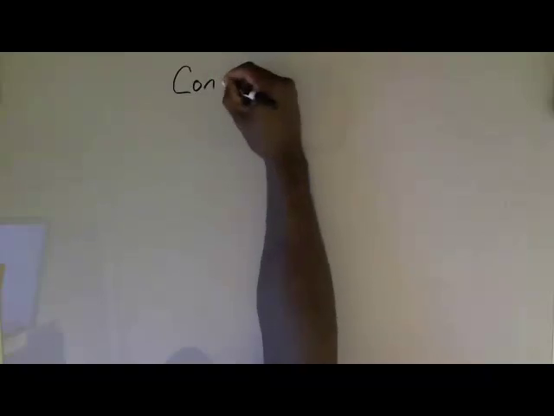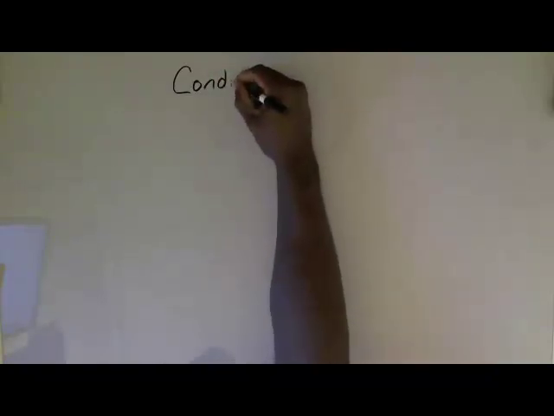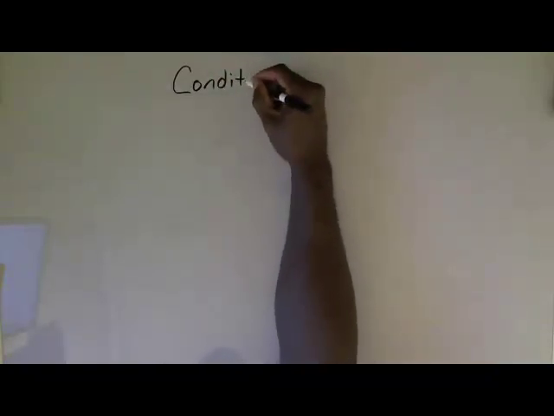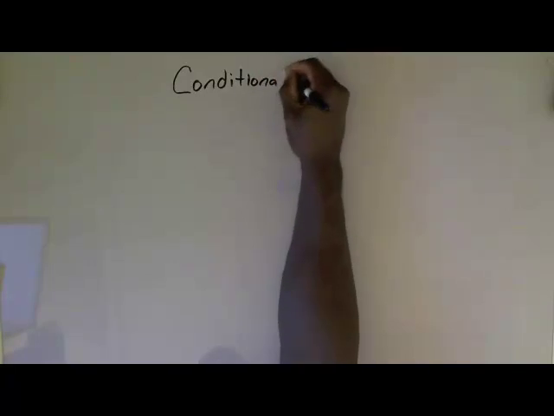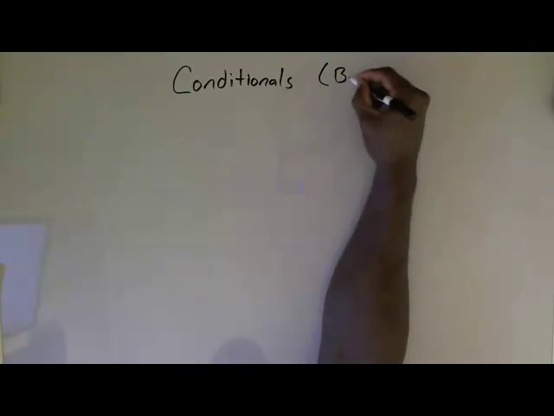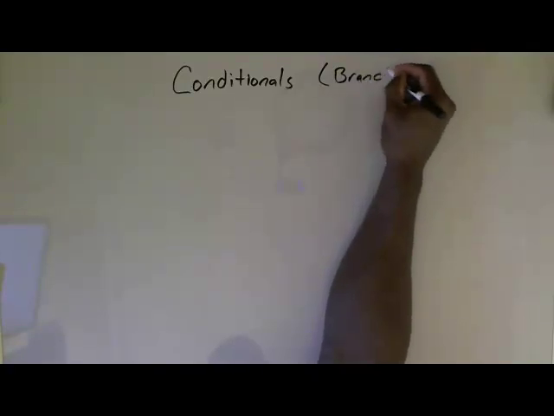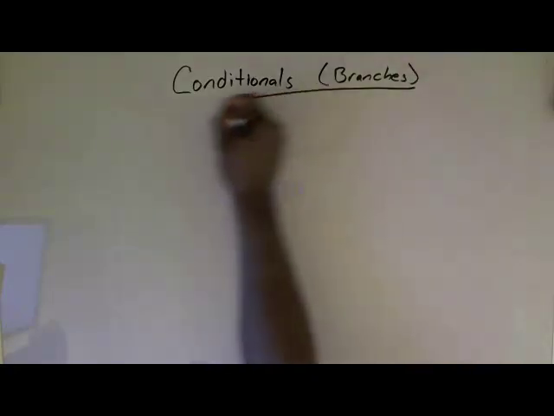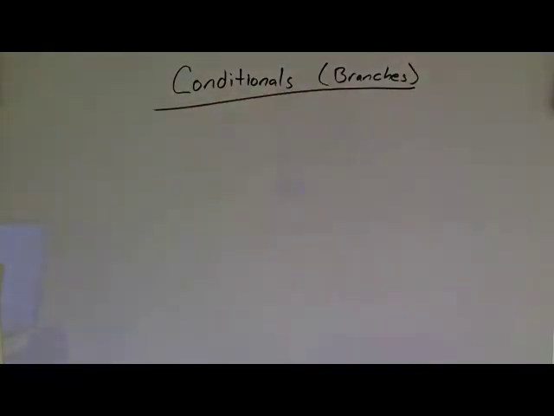So now we're going to talk about an aspect that's very important for any programming language. We call them conditionals. They are also known as branches. You'll see why in a minute. What they allow a programming language to do is to simulate making a decision.